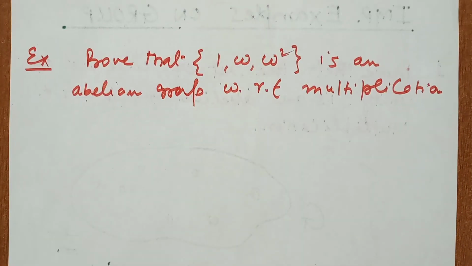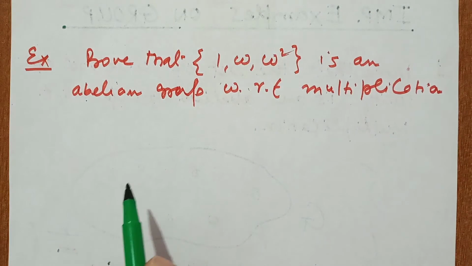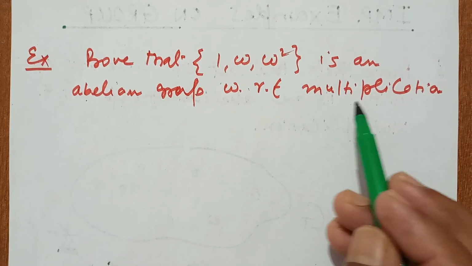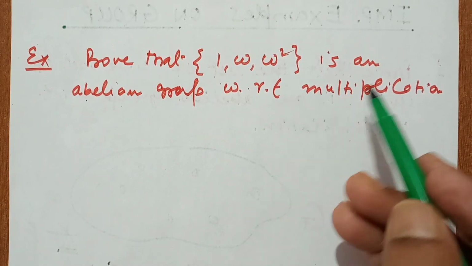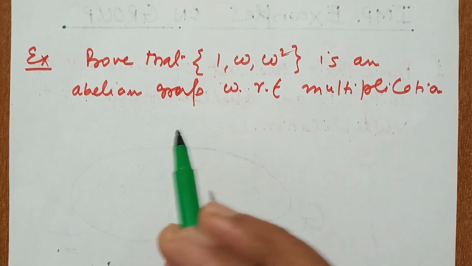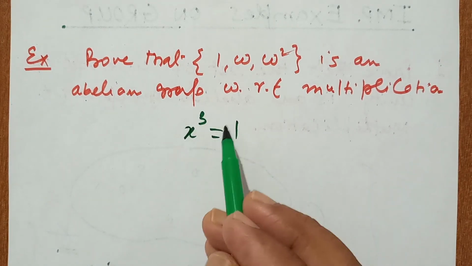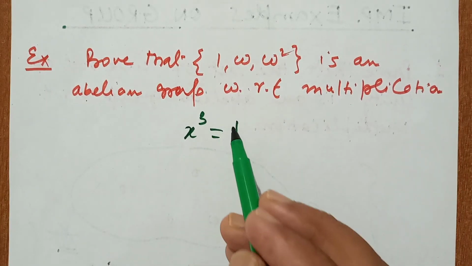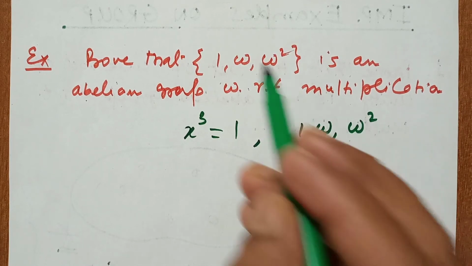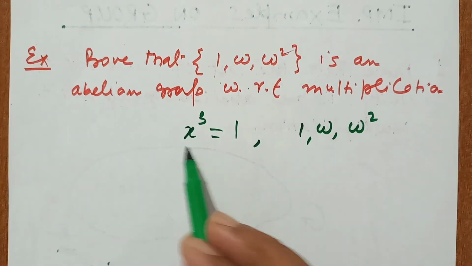Now next I want to explain this type of question. It means if you have a problem that this set is an abelian group with respect to multiplication, this is an alternative form. If any question asks that the cube root of unity is an abelian group, we have solved it in the previous question: x cube is equal to 1, and we get the values of x as 1, omega, omega square. So this is the same question.